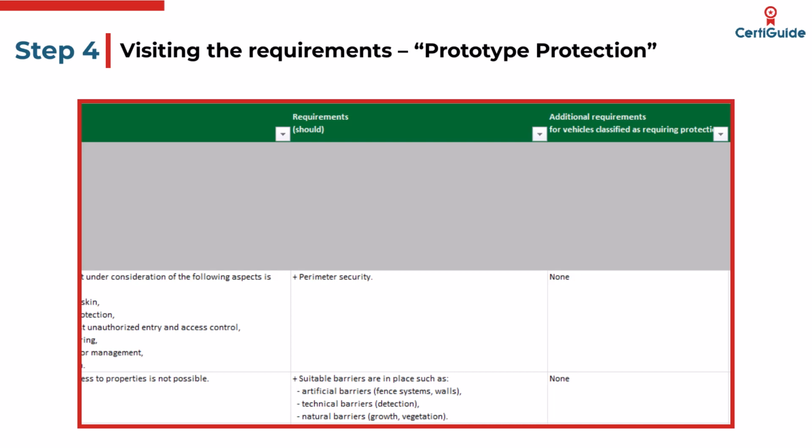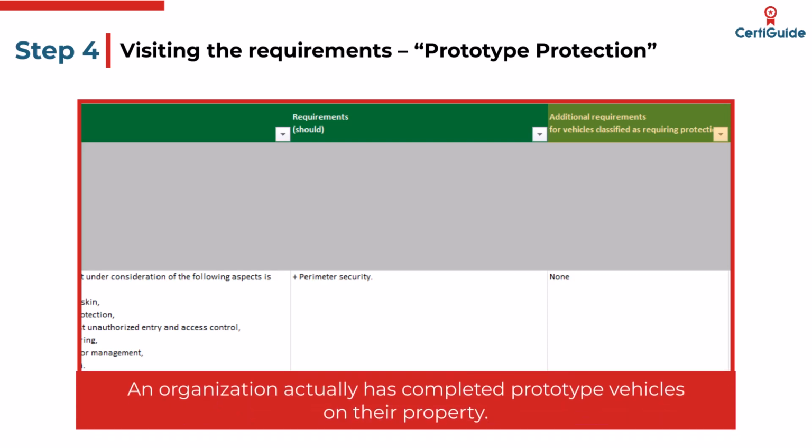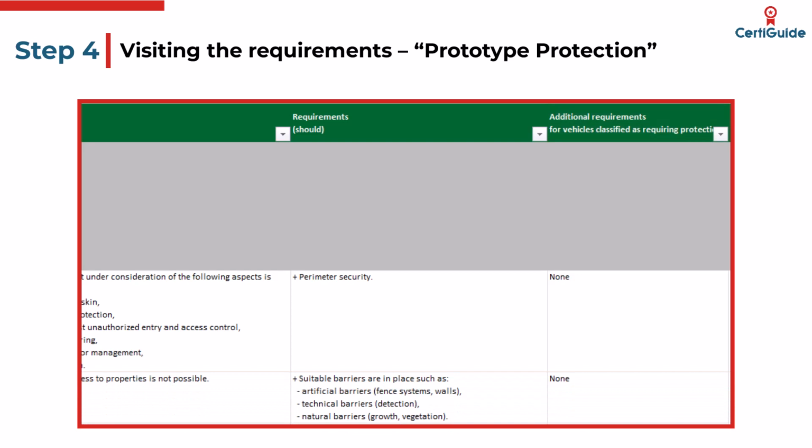Here there is another table column, namely additional requirements for vehicles classified as requiring protection. The requirement items listed here are only to be implemented if an organization actually has complete prototype vehicles on their property. All in all, you will find approximately 20 single requirements lines in this table. Here too, we will spare ourselves the explanation of the other columns because, just like in the Information Security tab, they are not so important at this point in time.